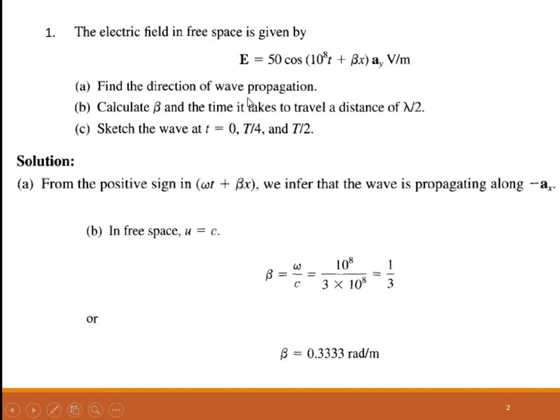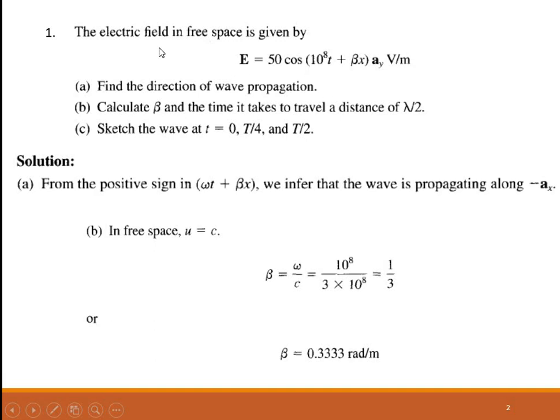You have to find the direction of wave propagation. You have to calculate beta, which is the phase shift or the phase constant. And the time it takes to travel a distance of lambda by 2. Lambda indicates the total wavelength. And you have to sketch the wave at three instances: at small t equal to 0, T by 4 and T by 2.